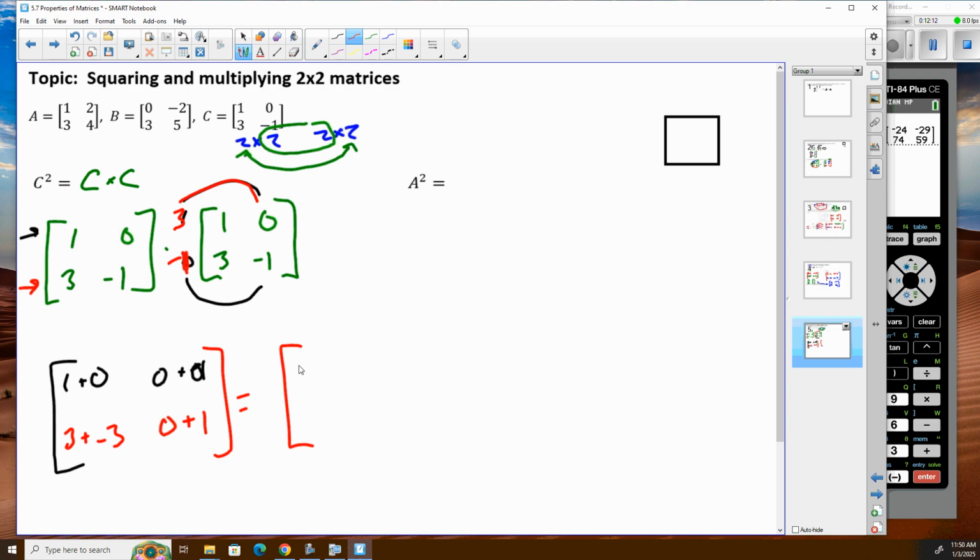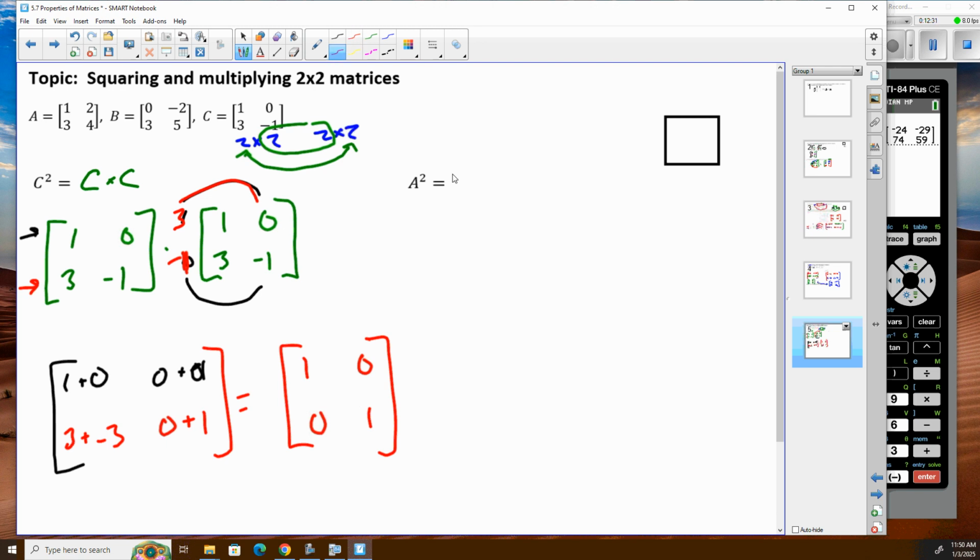So then that's going to give me a 1, 0, 0, 1 for my matrix. Now, when I get to this matrix where I have 1s down this main diagonal and 0s in the other spots, that's called the identity matrix. You don't have to get the identity matrix when you multiply a matrix by itself.